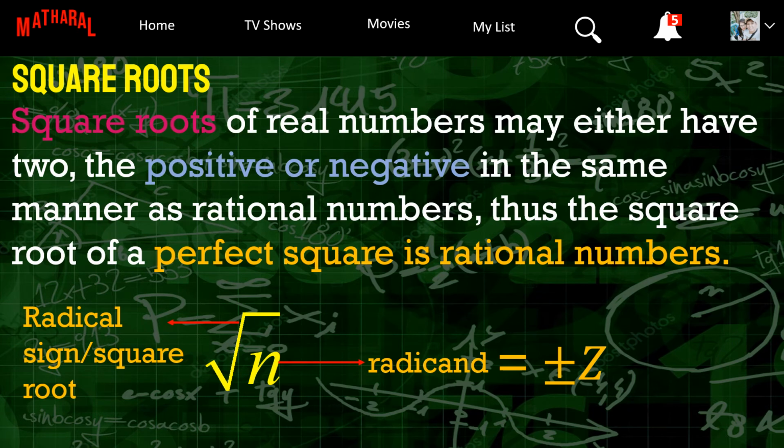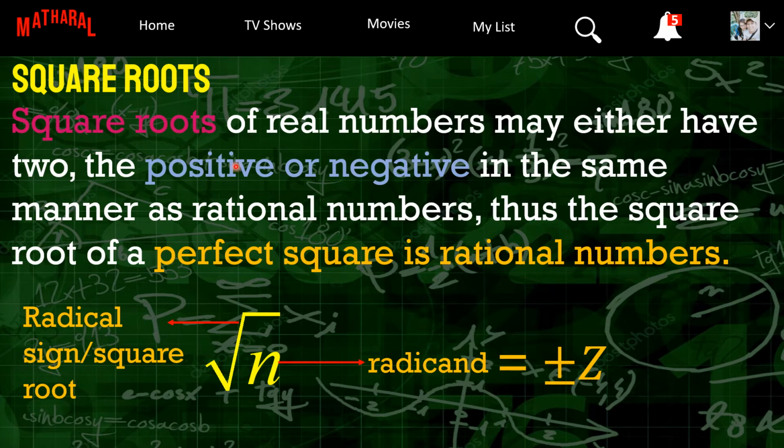Square root. Square roots of real numbers may either have two, the positive or negative, in the same manner as rational numbers. Thus, the square root of a perfect square is a rational number. As you can see here, this symbol is also known as the radical sign or square root. And the number under this radical sign is so-called the radicand.